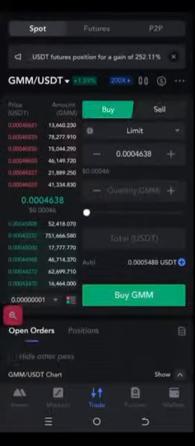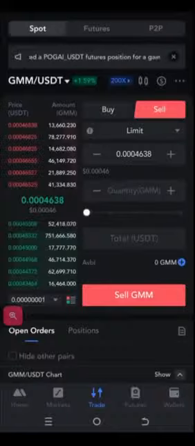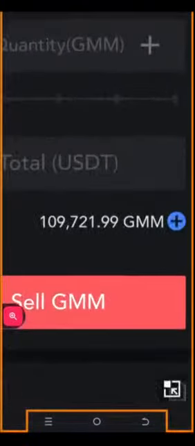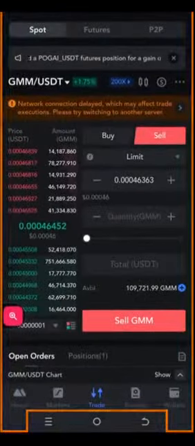Okay, so we'll just come back after a moment and see whether this is going to work as fast. I'll be back to give you the results shortly. All right, it's here. As you can see, we've got our money here. That's 109,721 GMM. Okay, so let's go quickly and set our sell limit.